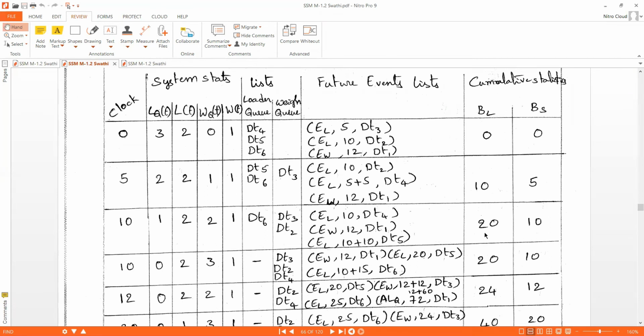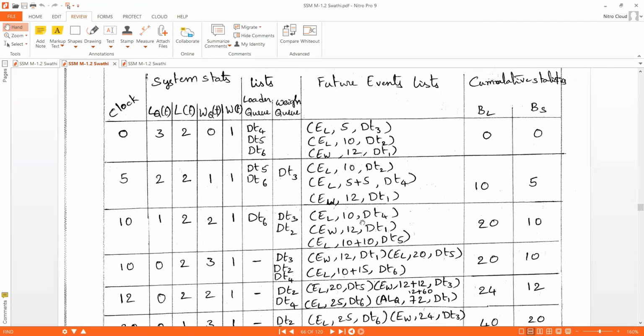Okay, at this time, what is the total loader busy loading time? Until simulation clock time 10 the loader is busy. We have two loaders, so 10 plus 10, it is 20. Okay, what is the total busy scaling time until simulation clock time 10? The scale is busy scaling the DT1. So the total busy scale time at simulation clock time 10 is 10.